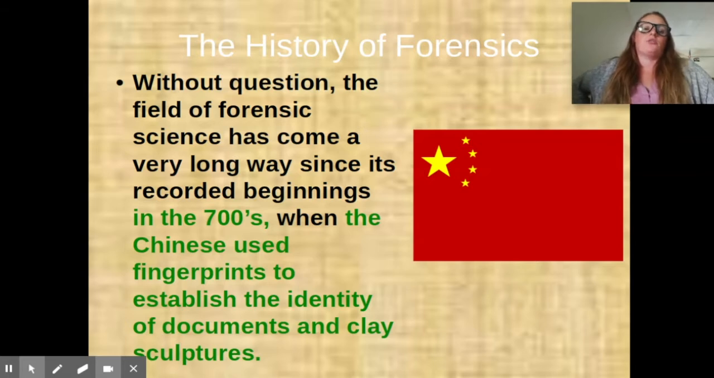So the first place we know of, without question, that forensics was really being used was in China in the 700s. So the Chinese were using fingerprints to establish the identity of documents and clay sculptures way back in the 700s. So quite a long time ago.